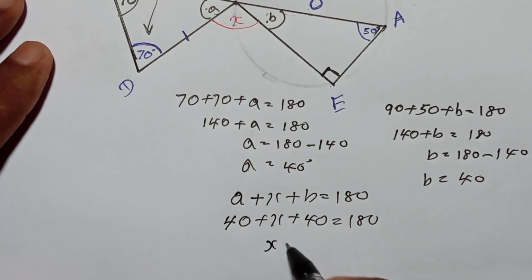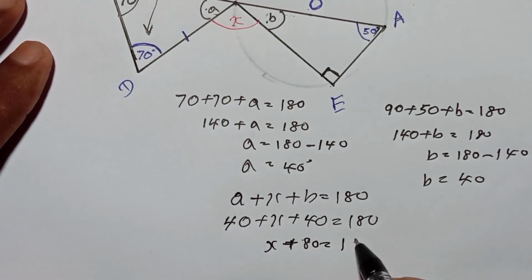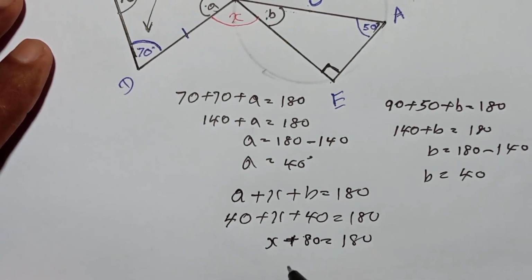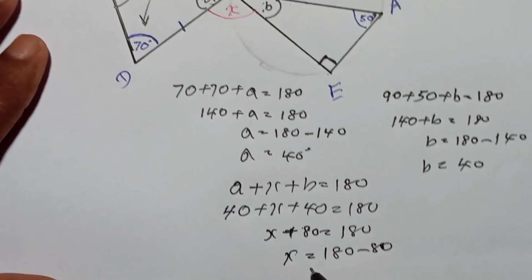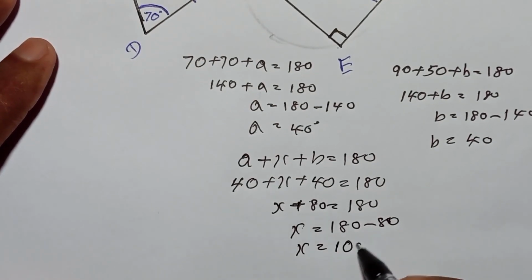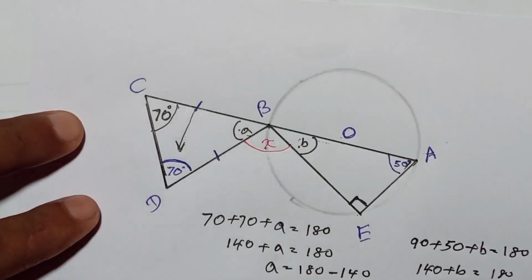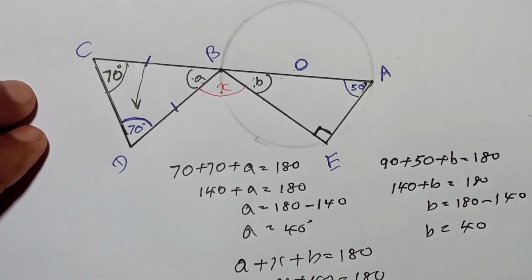So here X plus 40 plus 40, sorry, 40 plus 40 is 80, no? Here 180, 80 brought to here. So 180 minus 80. So that means X will be equal to 100. So now we got the value of X. X should be equal to 100 degrees.